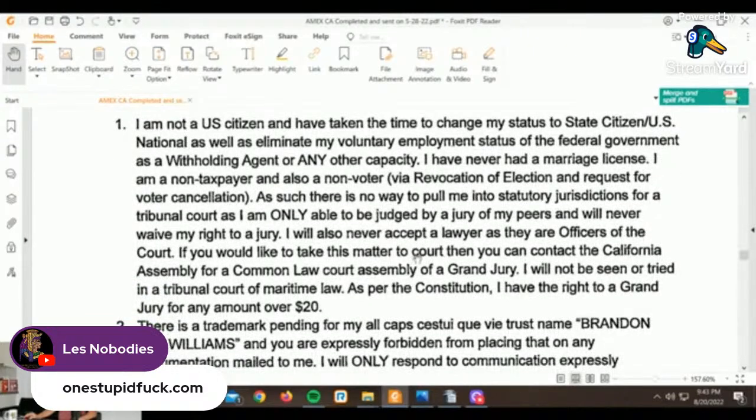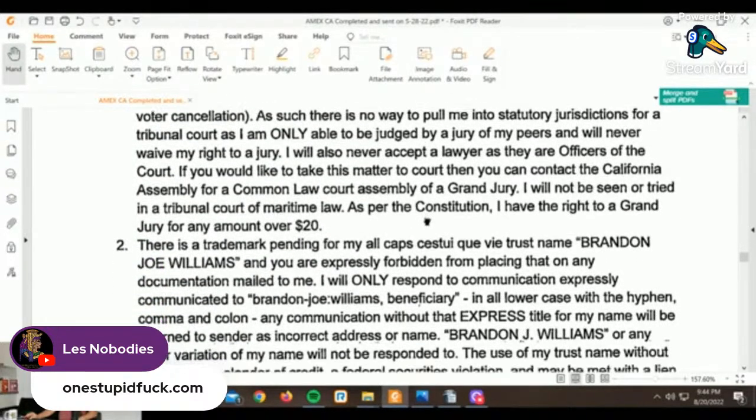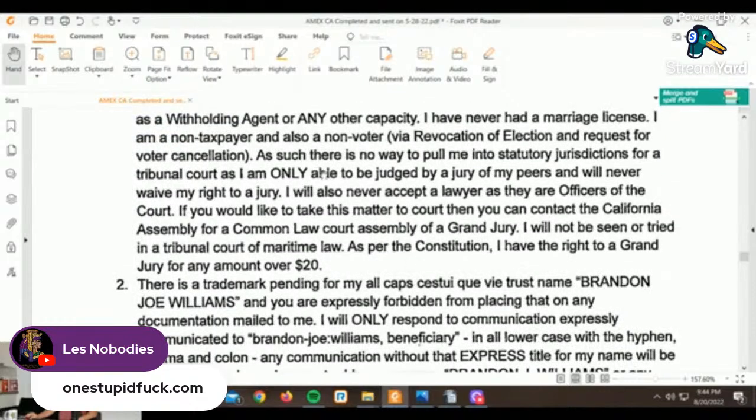Section C, facts and events. Number 1, I am not a U.S. citizen and have taken time to change my status to state citizen, U.S. national, as well as eliminate my volunteer employment status of the federal government as a withholding agent or any other capacity. I have never had a marriage license. I am a non-taxpayer and also a non-voter via revocation of election and request for voter cancellation. As there is no way to pull me into statutory jurisdictions for a tribunal court, as I am only able to be judged by a jury of my peers and will never waive my right to a jury.